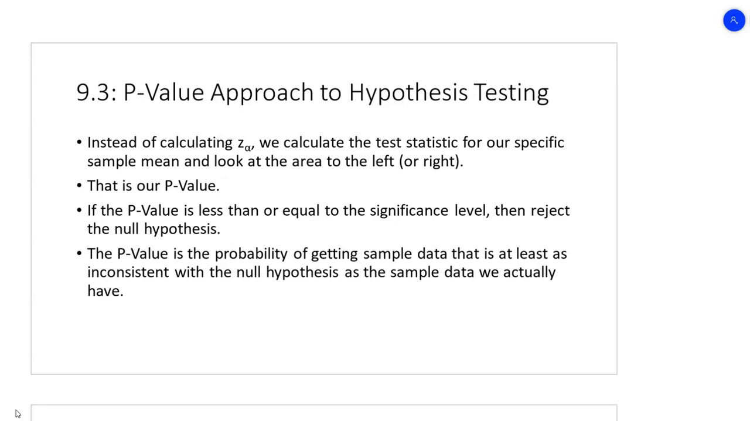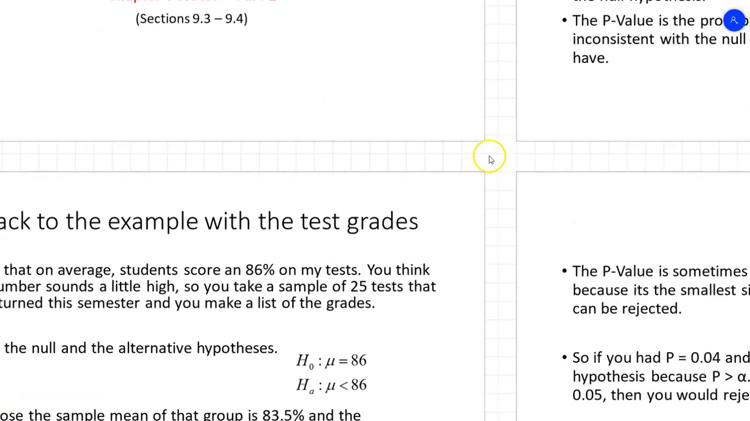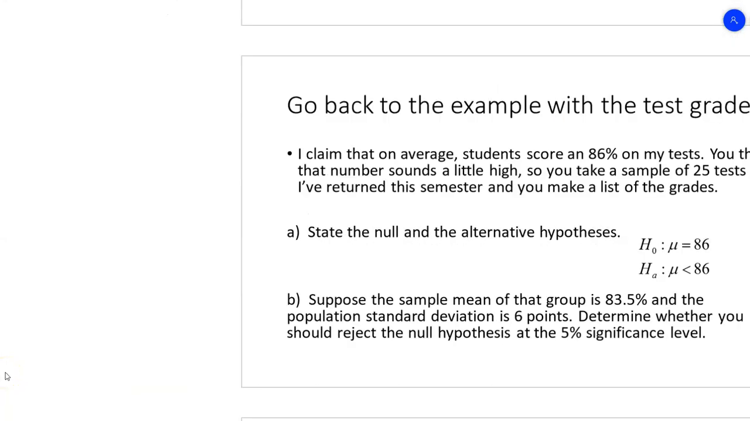So the p-value is essentially the probability of getting sample data that's at least as inconsistent with the null hypothesis as the data that we actually have. So if your p-value is very small, then that's a much stronger case than a very large p-value. So let's go back to my example I had done with test grades in a previous video, except this time we'll do it with the p-value approach.